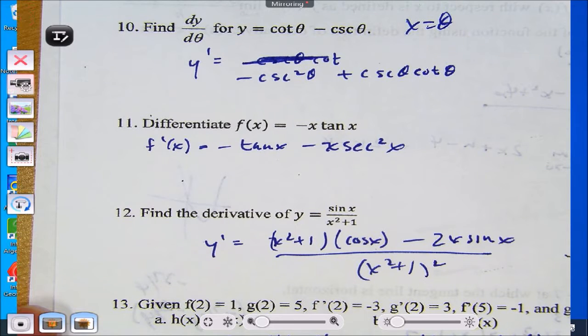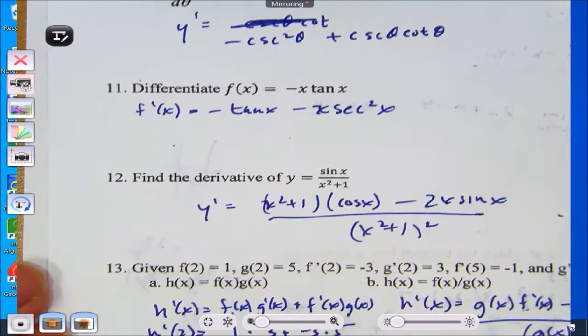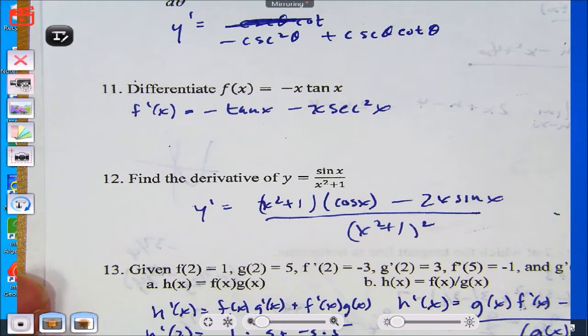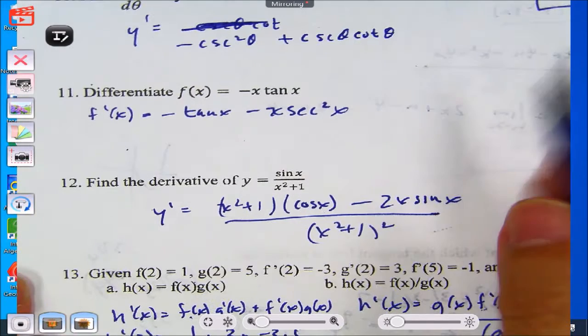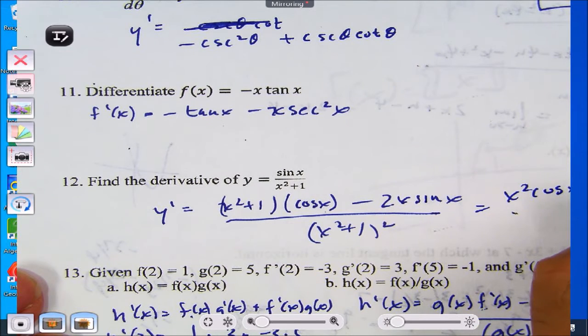It's 102. So we're on a 12? 12. So I didn't simplify that one at all, mostly because simplifying didn't really help it that much. If this got simplified, the only thing it would look like is x squared cosine x plus cosine x minus 2x sine x, and that really didn't help it.